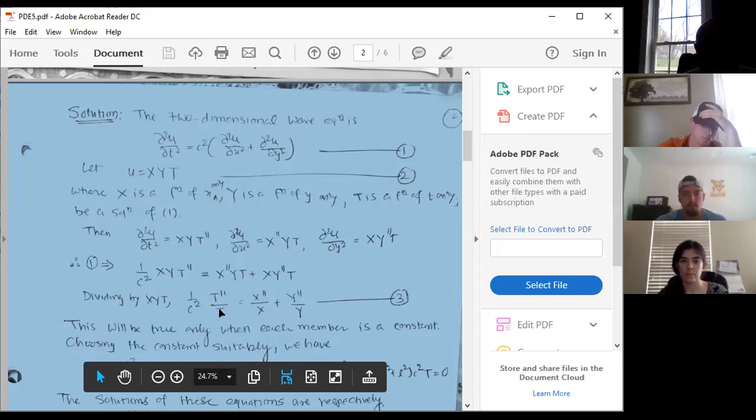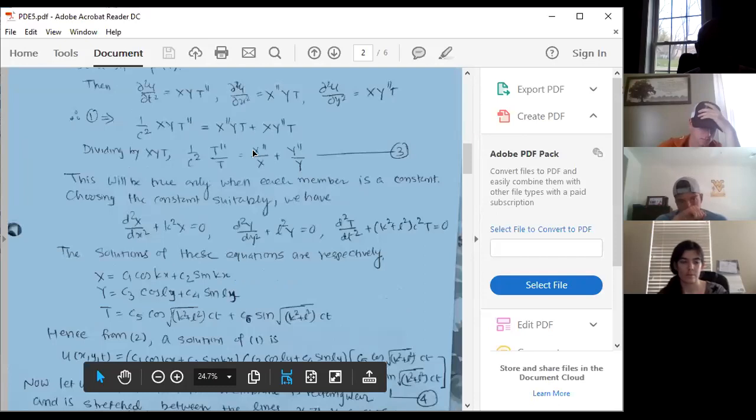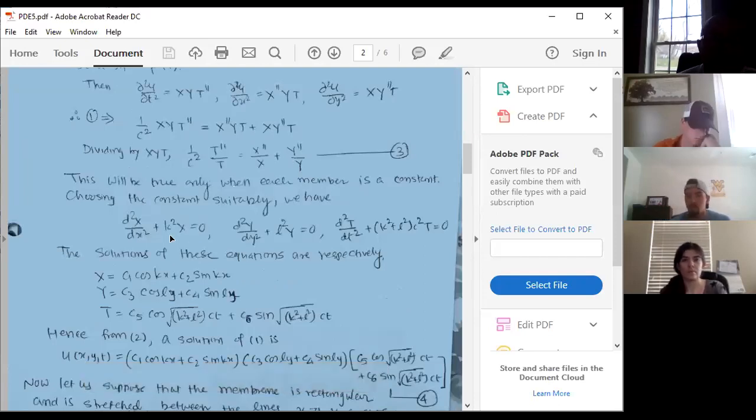So 1 over c square, T double dash over T, X double dash over X, Y double dash over Y. It's not just T double dash with X, and T double dash over Y; it's an additional factor, X and Y. So that's why all these factors, you can consider one constant for this one, one constant for this one. They could be the same, could be different. So let me consider this one. This will be true only when each member is constant. Of course, each member is constant.